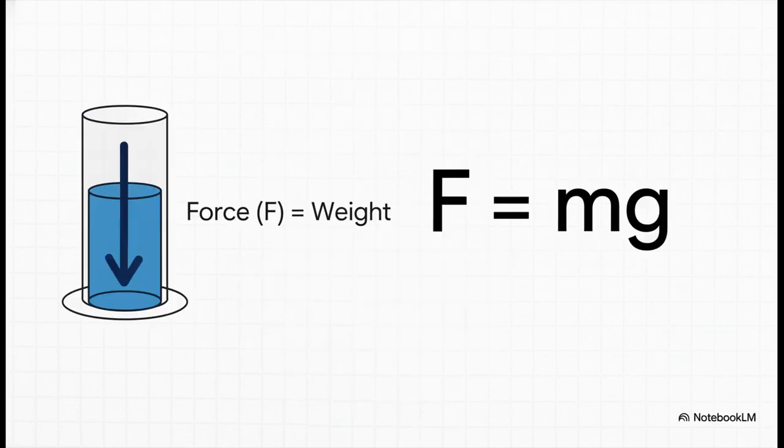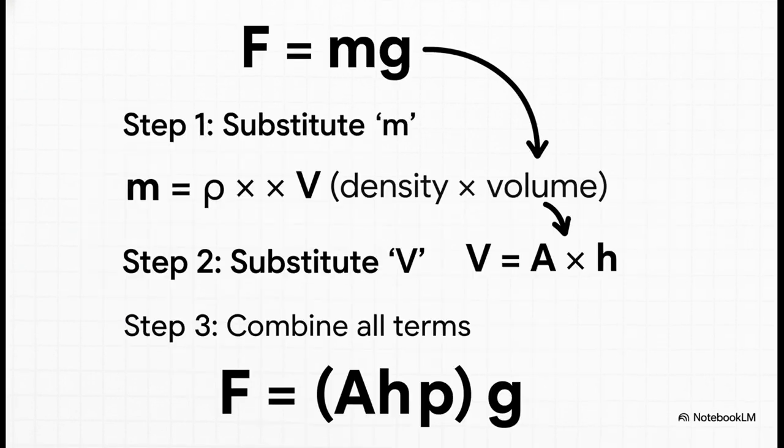So, think about it. What's pushing down on the bottom face of our little imaginary cylinder? It's just the weight of all the fluid stacked right on top of it. And that gives us our classic starting point from physics. Force equals mass times gravity, or F = mg. Simple enough, right? But we can take it one step further. We know that the mass of anything is just its density, that's the Greek letter rho you see there, times its volume. And what's the volume of our cylinder? Well, it's just the area of the base, A, times the height, h. So if we pop that into our force equation, we get force equals A times h times rho times g.